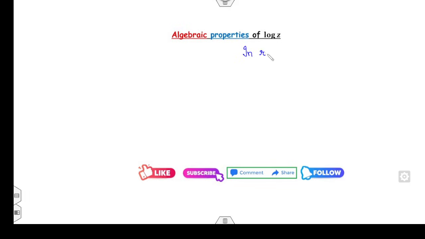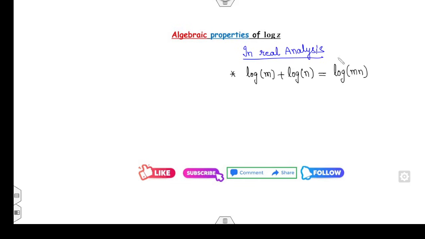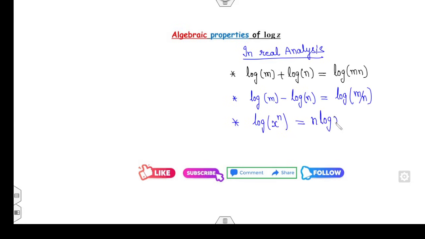Now, what are the various properties of the logarithm functions? First of all, remember students, when we studied real analysis, what were the properties of logarithms? Log of m plus log of n is equal to log of mn. What was the second property? Log of m minus log of n is equal to log of m over n. And what was the third property? If x is any real number and n is an integer, then you can write log of x to the power n as n times log of x. This always holds in real analysis.